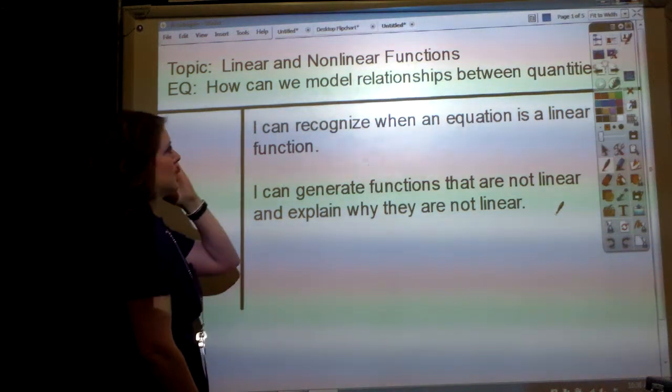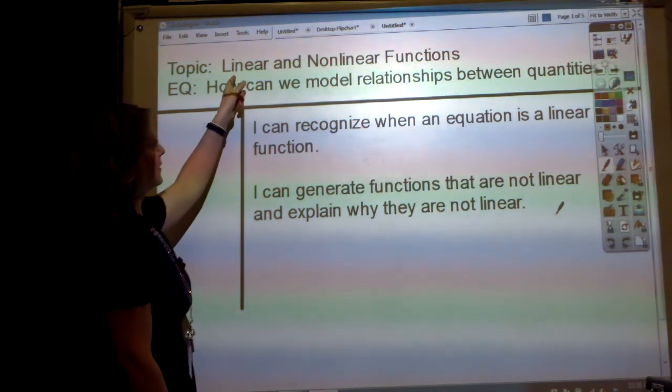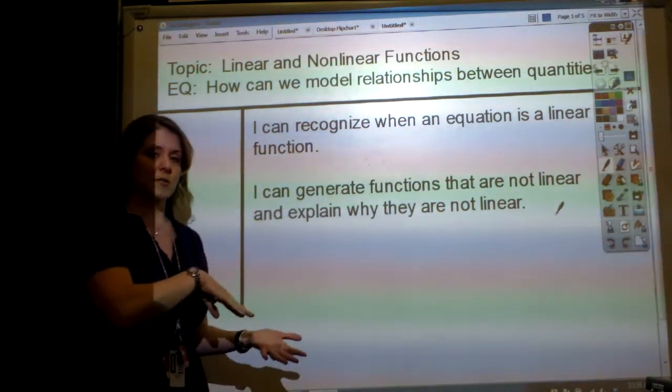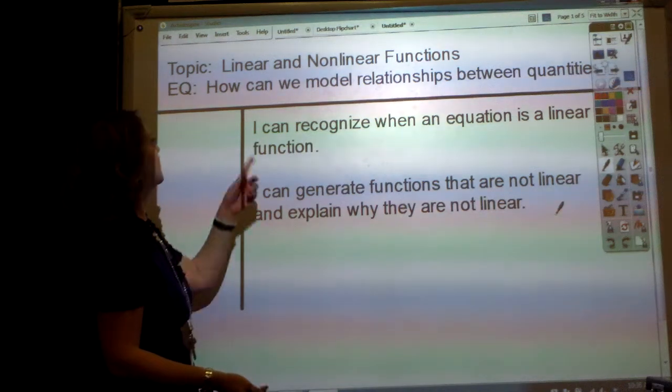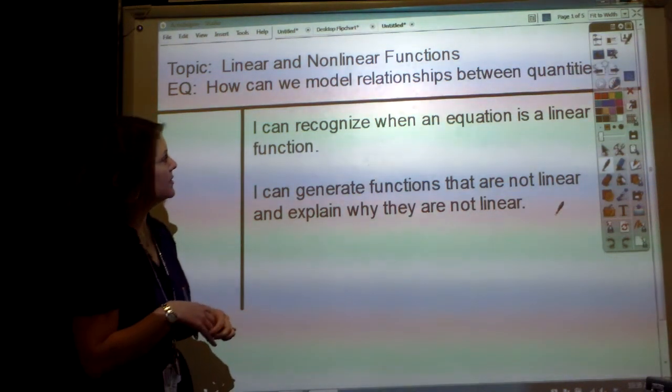Up to this point, we've been looking at linear functions. So today we're going to look at linear and nonlinear functions and being able to determine which is linear and which would be nonlinear. Your essential question: how can we model relationships between quantities?